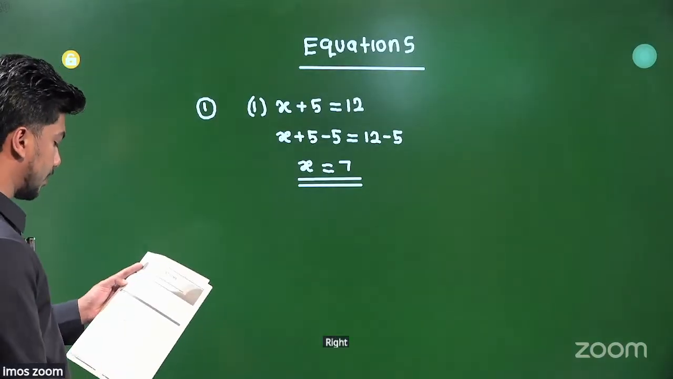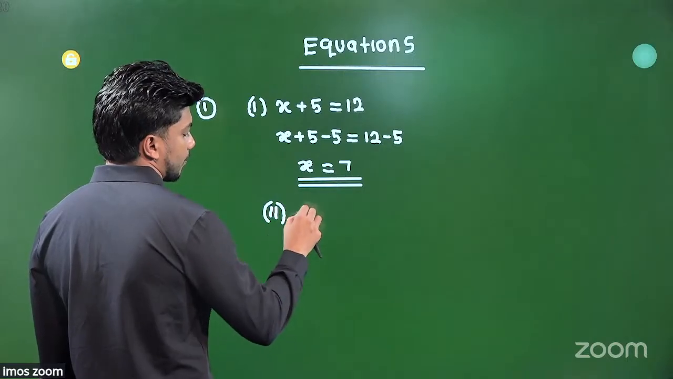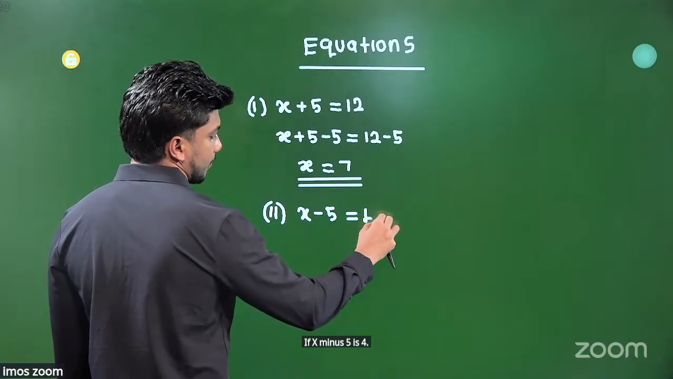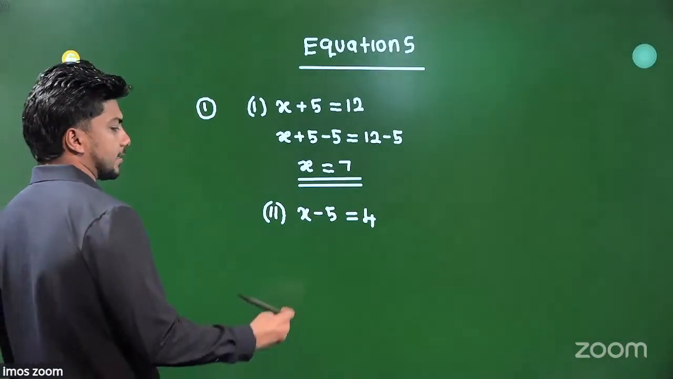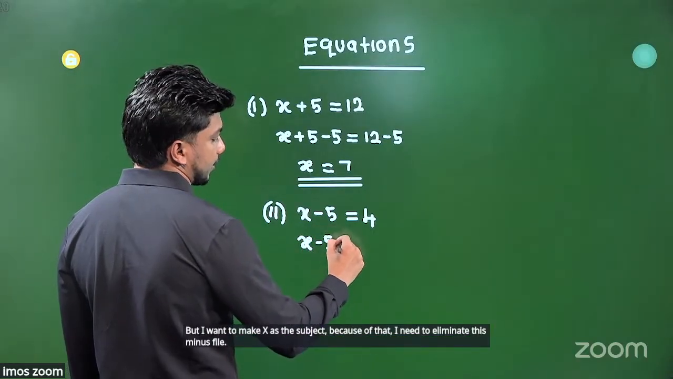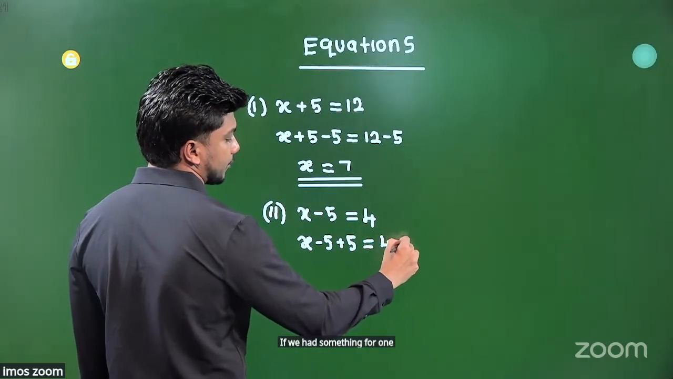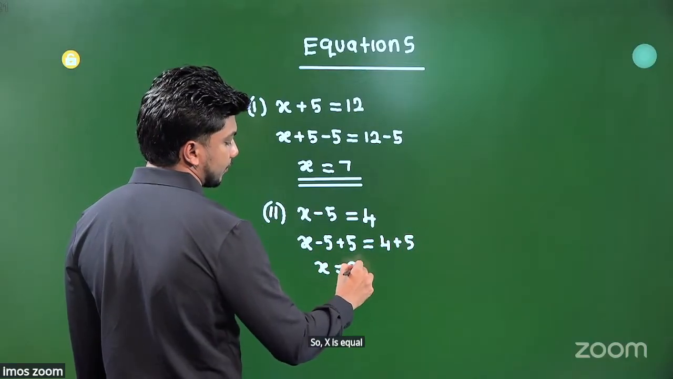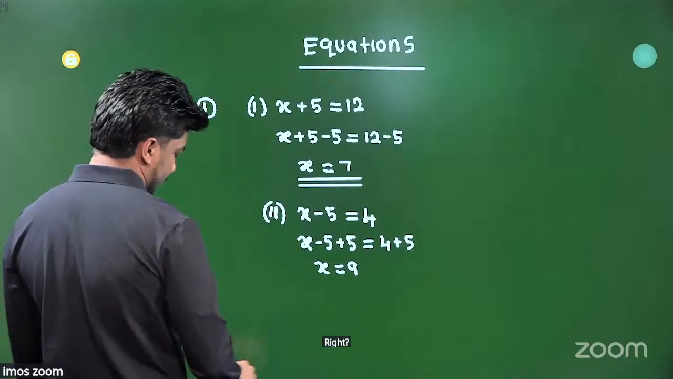Number 2: x minus 5 is 4. Solve this linear equation. I want to make x the subject, so I need to eliminate this minus 5. Because of that, I add 5 to this side. If you add something to one side of an equation, you need to add the same thing to the other side of the equation. So x is equal to 9.